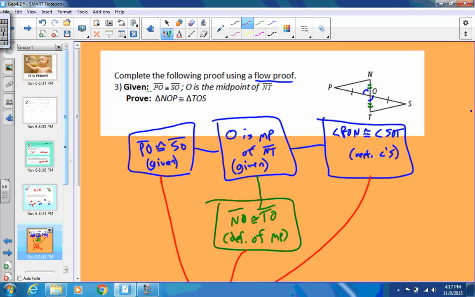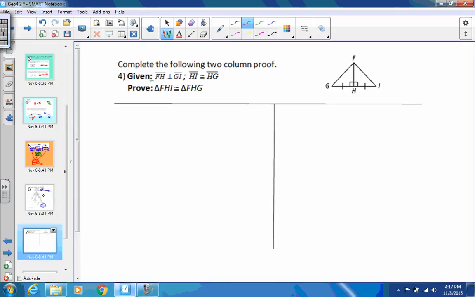So that would be that proof, and I'll do the last proof with you, just the regular T-chart way. This one says complete the following two-column proof. So right away we can say that we have segment FH is perpendicular to segment GI, and segment HI is congruent to segment HG. So those are listed there. Those are labeled. And since that's perpendicular, we have the two right angles there. All right, that is given.